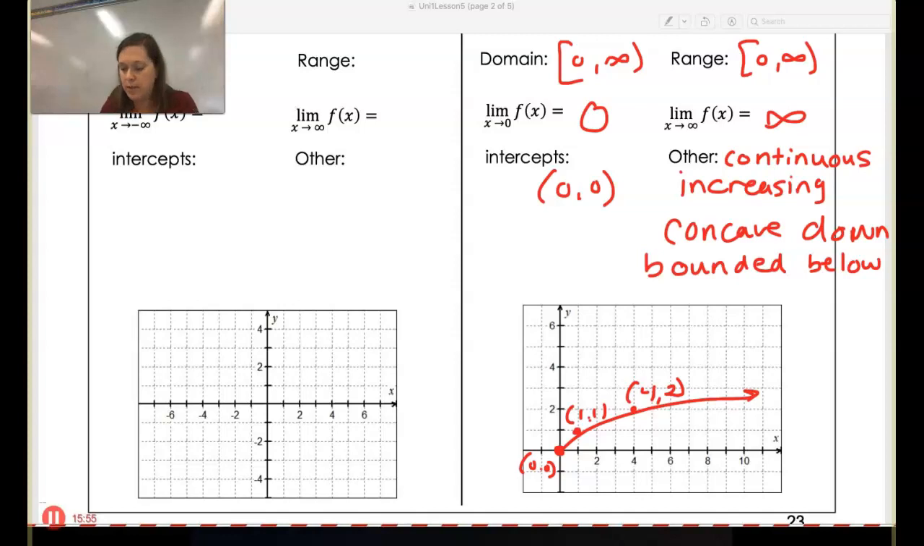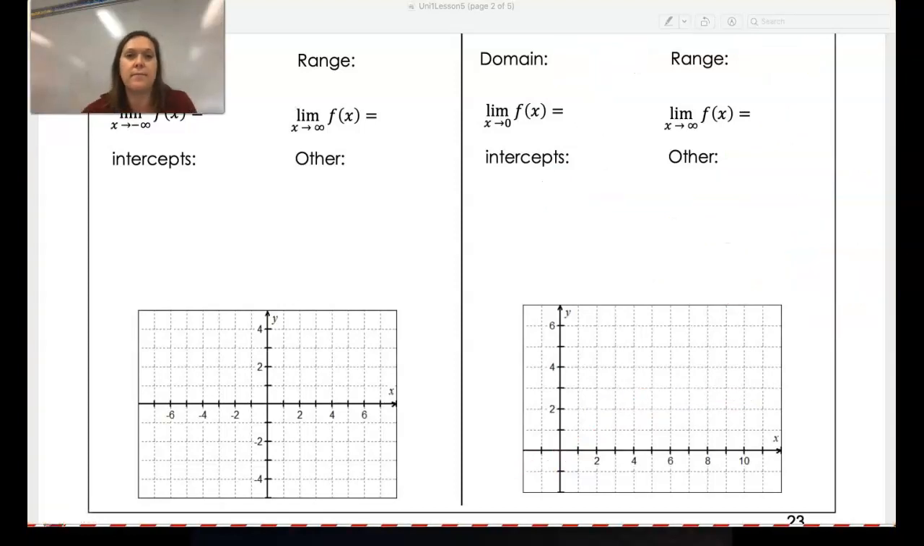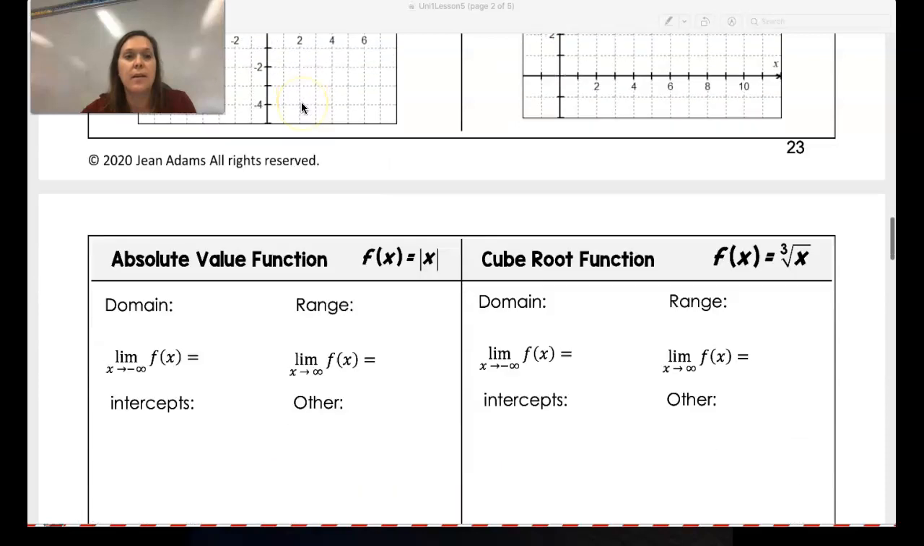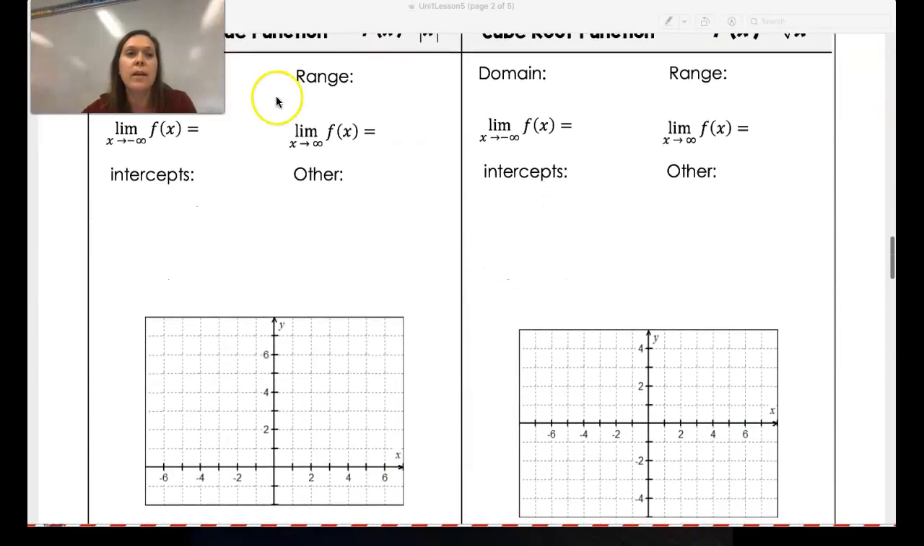Okay, so no symmetry, we said that. Maybe we should write that down just so you know that we didn't forget it. No symmetry. Ran out of room. Get that y in there. Okay, so there is your square root parent graph. All right, moving right along. We're chugging away, guys. Here we go.